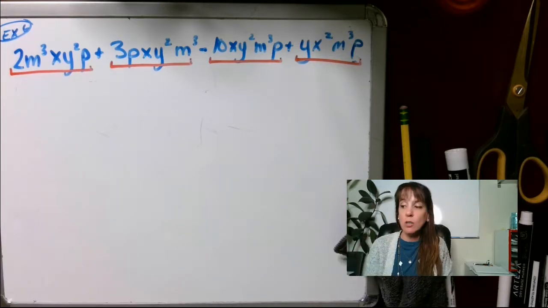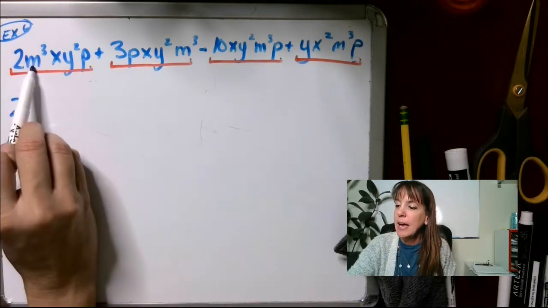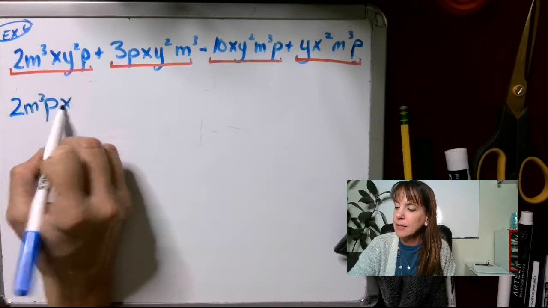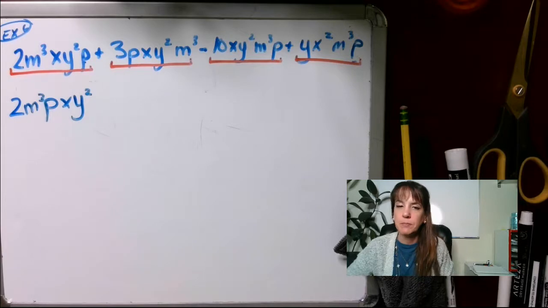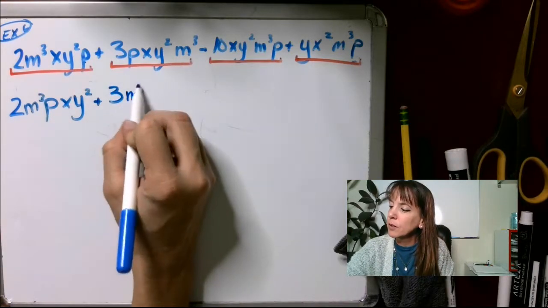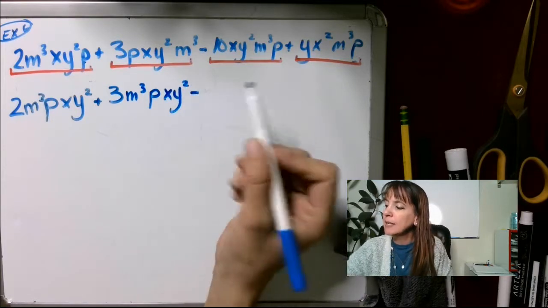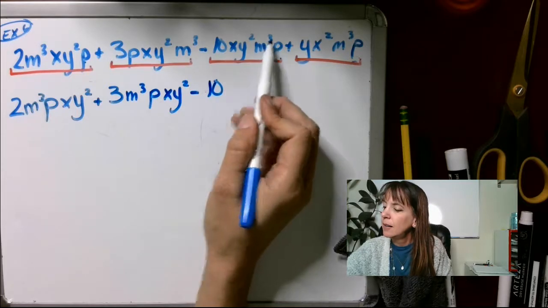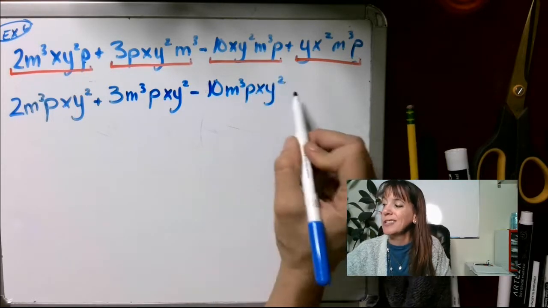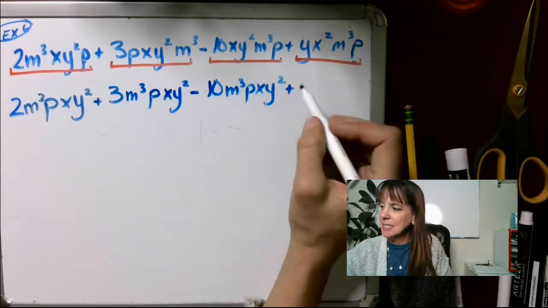However, within those chunks, remember, we have to write these in alphabetical order. So we get 2 m to the third p x y squared, plus 3 m to the third p x y squared, minus 10 m to the third p x y squared. Do you see why it's important we put these in alphabetical order? You can see that they're all going to be like terms, and it's going to be nice and easy.